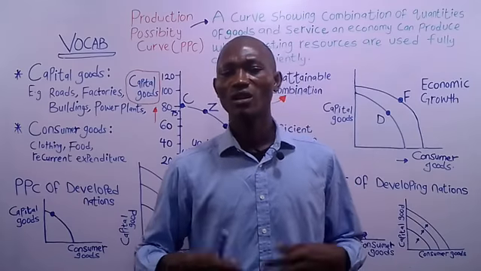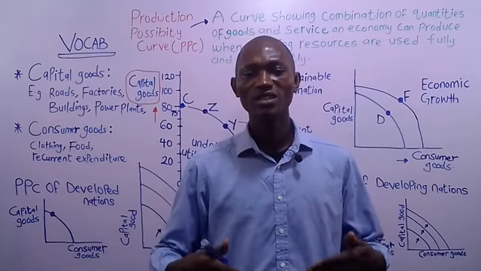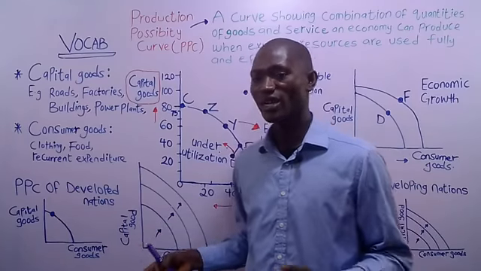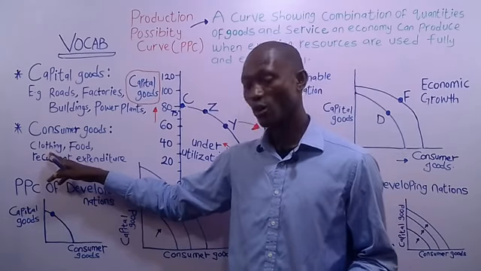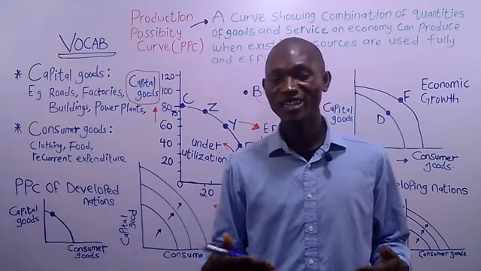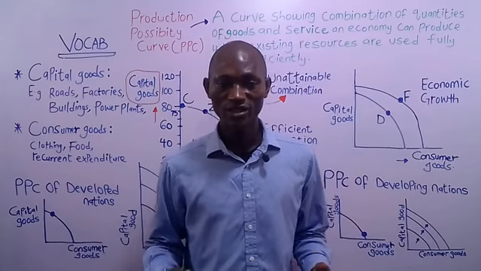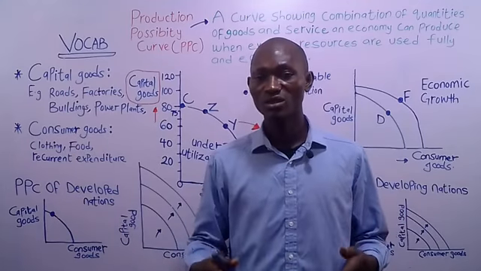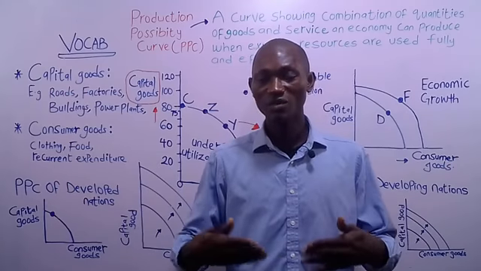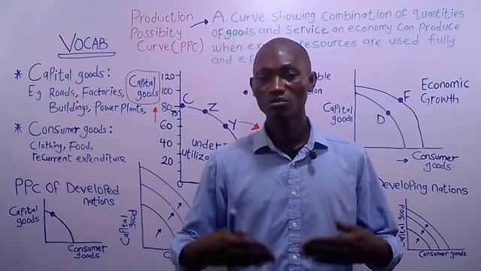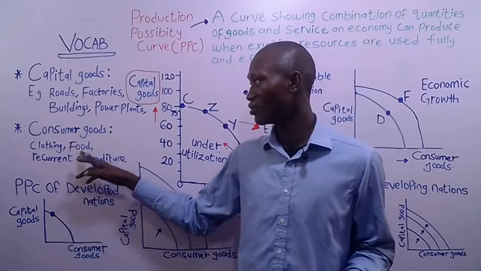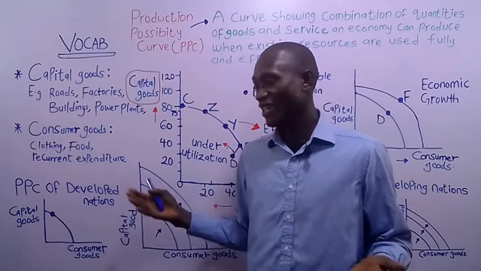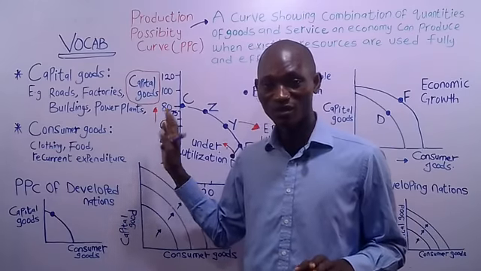Consumer goods. Consumer goods are goods of consumption expenditure, and they give immediate satisfaction. The moment you consume them, you get satisfaction. Examples are food, clothing, and recurrent expenditure such as salaries, wages, allowances, and all that. In short, capital goods are used to produce consumer goods. That explains why, if you want more consumer goods, you should produce more capital goods. For example, if you want more food and more clothing, you should build more manufacturing plants, and so on and so forth. So that's the vocabulary for today's lesson.